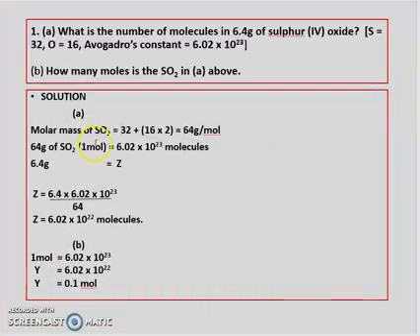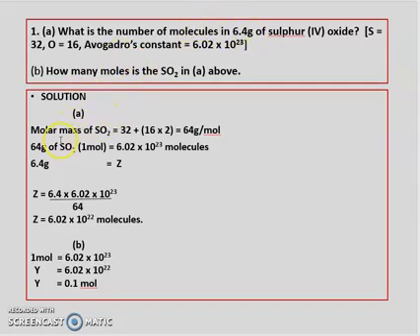Then, let's solve one more question on this. What is the number of molecules in 6.4 gram of sulfur IV oxide? Given that the atomic mass of sulfur is 32, oxygen is 16, Avogadro's constant is this. The second question says, how many moles is this sulfur IV oxide about? The first question, we are looking for the number of molecules in 6.4.